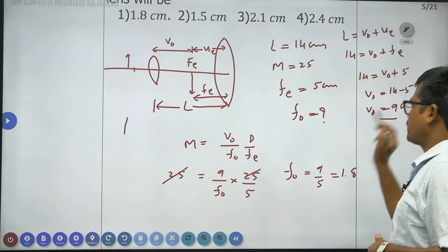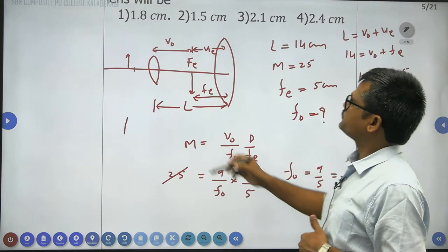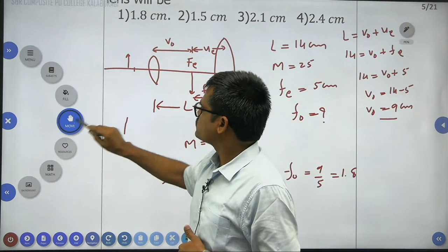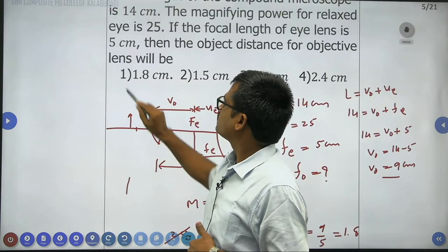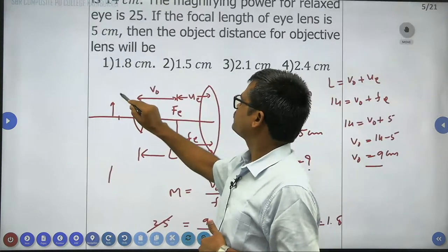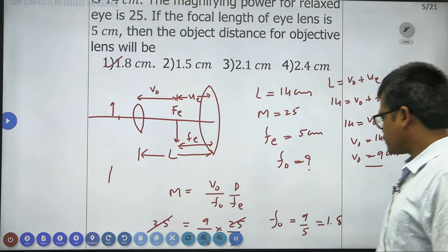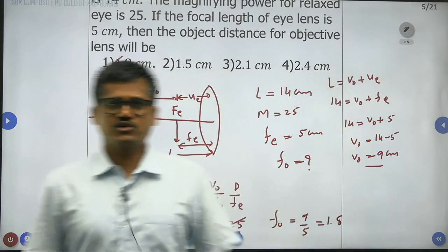Then which is the answer here? First option. Got my point? So the first option will be the correct one. This is correct. So this will be done. So this is the focal length of objective lens.